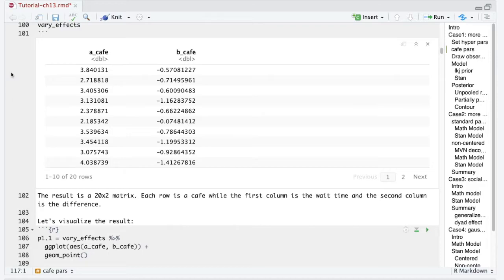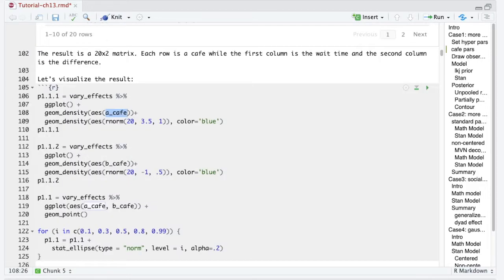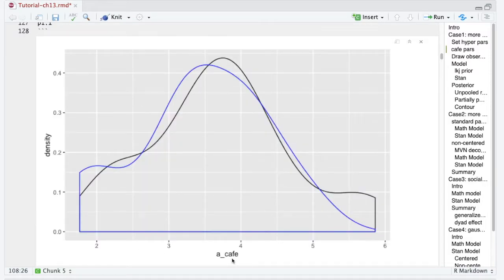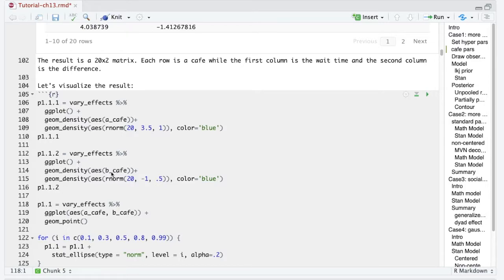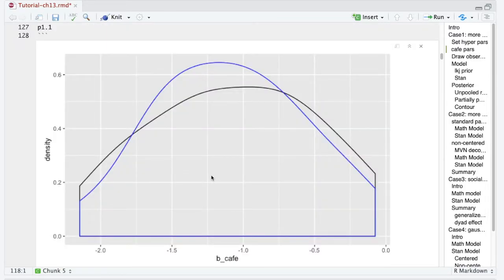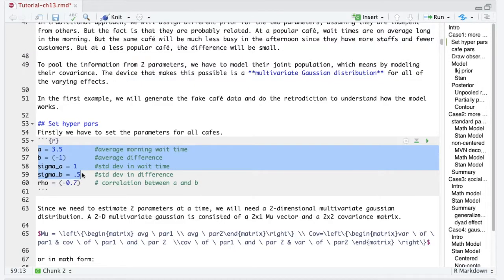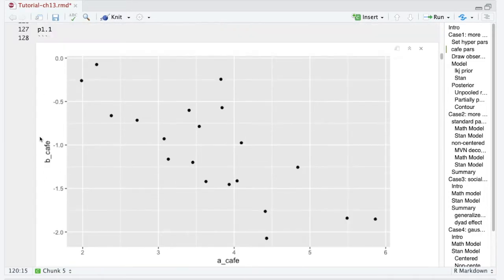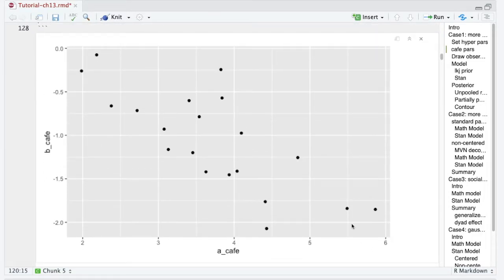And let's visualize the result from the multivariate normal distribution. Firstly, let's just look at the distribution of alpha and compare it with the normal distribution, with 3.5 being the mean and 1 being the standard deviation. As you can see, the two lines are very similar. And then let's look at the distribution of beta. It's also similar to the normal distribution, mean being -1 and standard deviation being 0.5, just like the hyperparameters we've set here. But how are alpha and beta correlated with each other? So let's plot them together on a scatter plot. As you can see, they are negatively correlated. When we draw high alpha values, we will get low beta values, and vice versa.